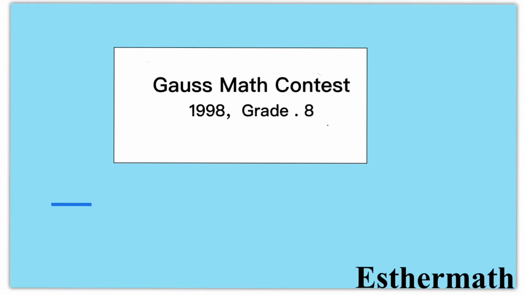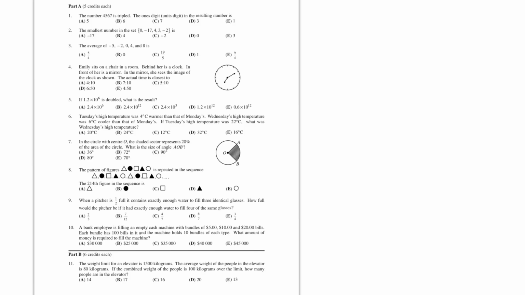Gauss Math Contest, 1998, grade 8. Number 1. The number 4567 is tripled. The ones digit in the resulting number is, we use the 4, 5, 6, 7.